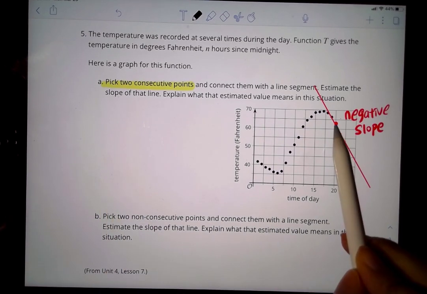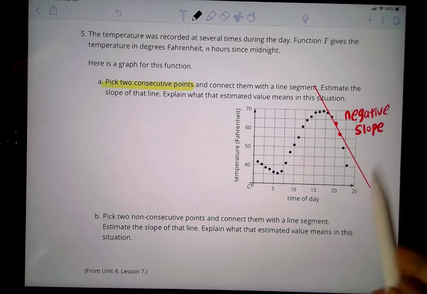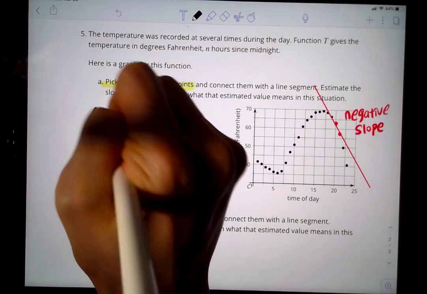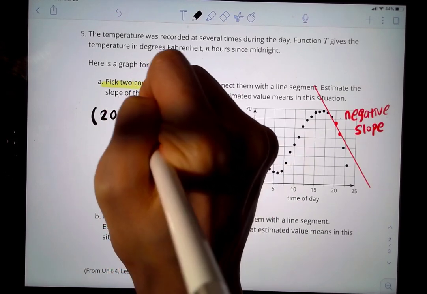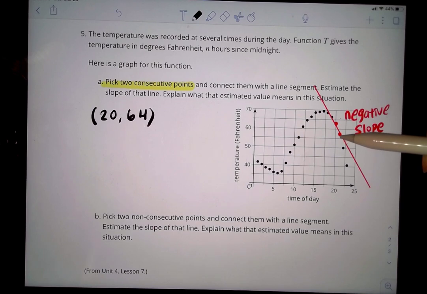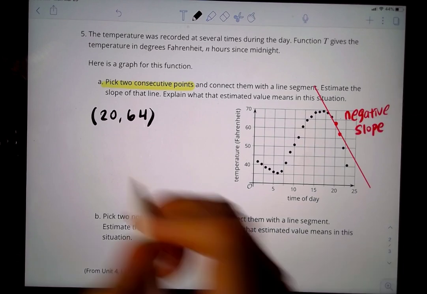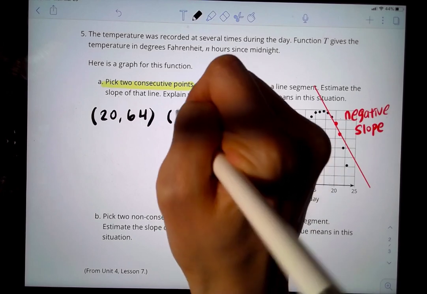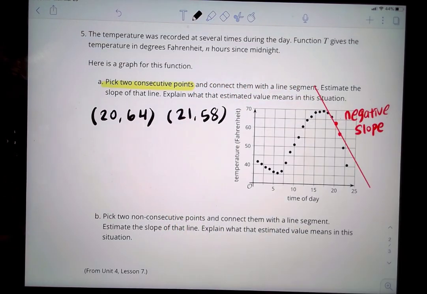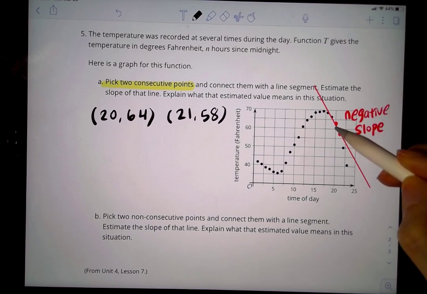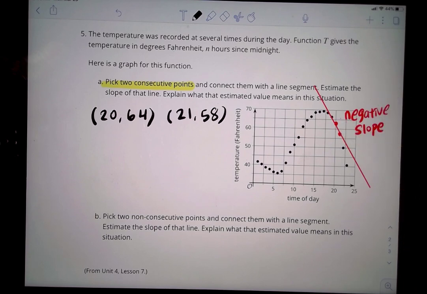All right, so my first one is 20 and 64. So I will say that's (20, 64). Okay, and then my second one is 21 and 58. So I will say there are 2 points. So I got these 2 points, right? And then estimate the slope of that line. I'm just going to get the slope, right?